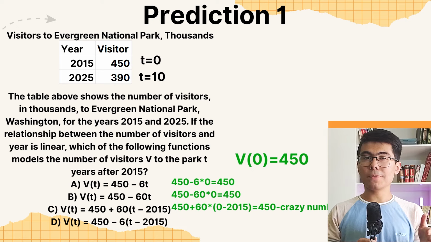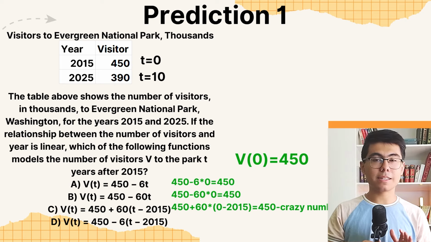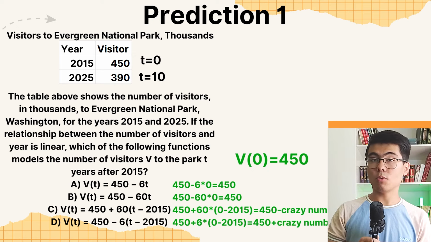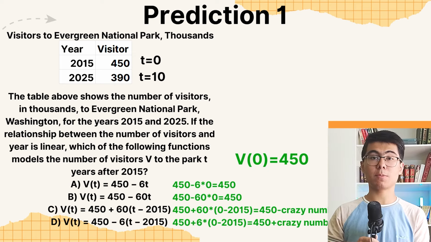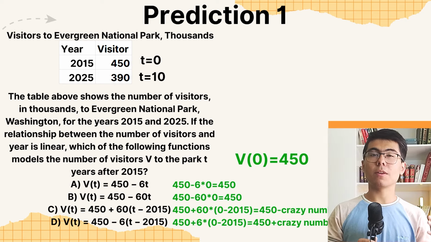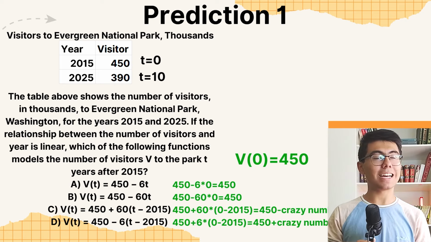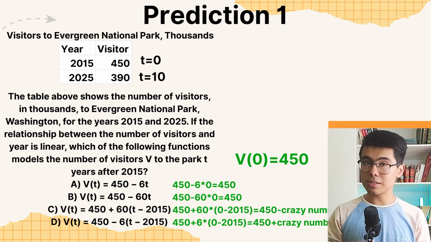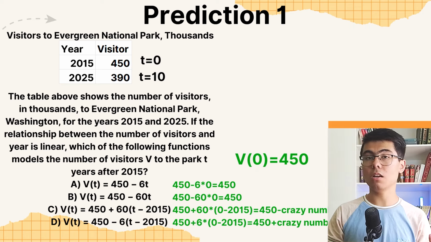Choice C, so that would be 450 minus this crazy number, so that's wrong. Choice D, 450 minus 6 multiplied by 0 minus 2015. So that would be 450 plus that sort of crazy number, so that's also wrong. So C and D are clearly wrong here.